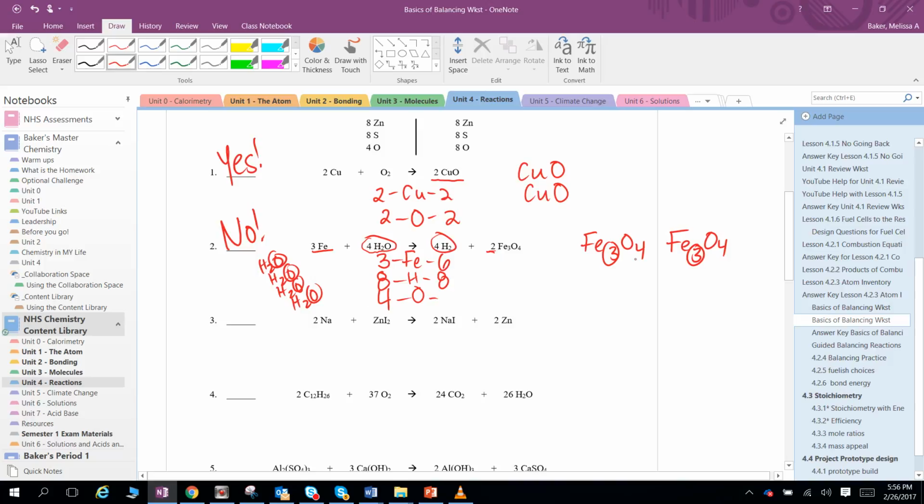On the right side, remember we drew these out. There's 4 oxygens and another 4, or you could just do 2 times 4, 8. So the only thing that is balanced here are the hydrogens.